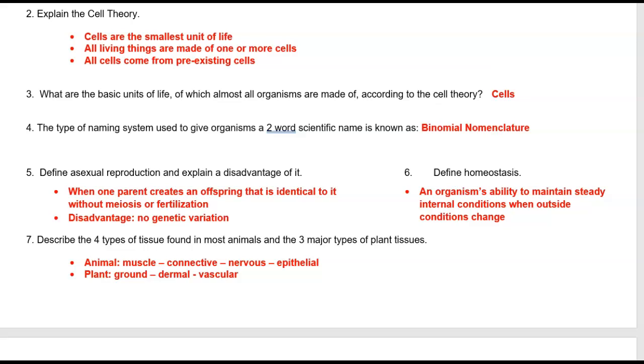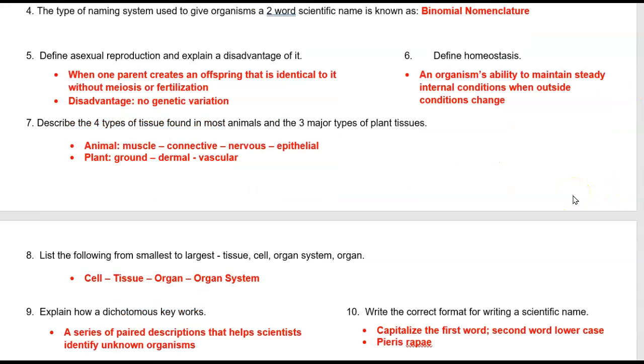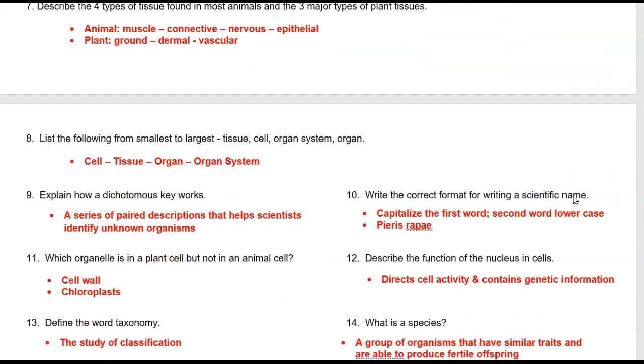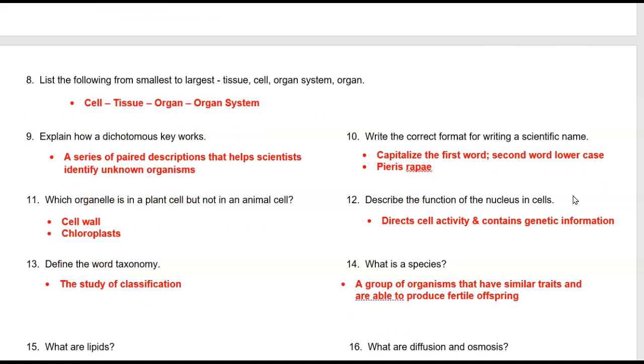The four types of tissue found in animals and three major types of tissue in plants. Animal is muscular, connective, nervous, and epithelial. And plant is ground, dermal, and vascular. I know I'm moving fast, but you can pause this and fill out what you need to fill out.